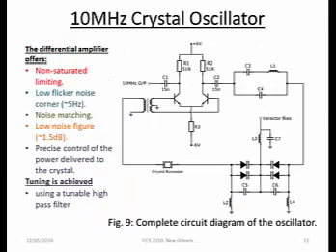This is a full circuit diagram of the crystal oscillator. This is the differential amplifier. You can see that we can take the output directly from the other arm of the amplifier without the use of an output coupler. The amplifier also offers non-saturated limiting, low flicker noise corner, noise matching, low noise figure, and precise control of the power delivered to the crystal.